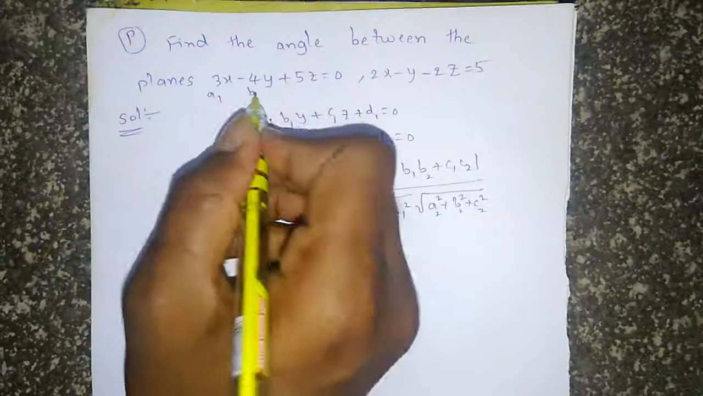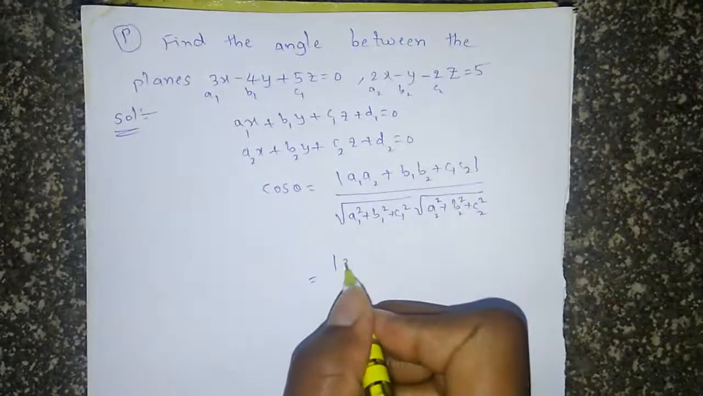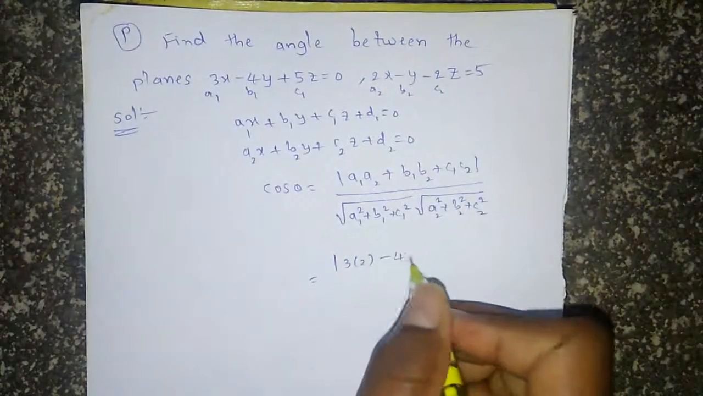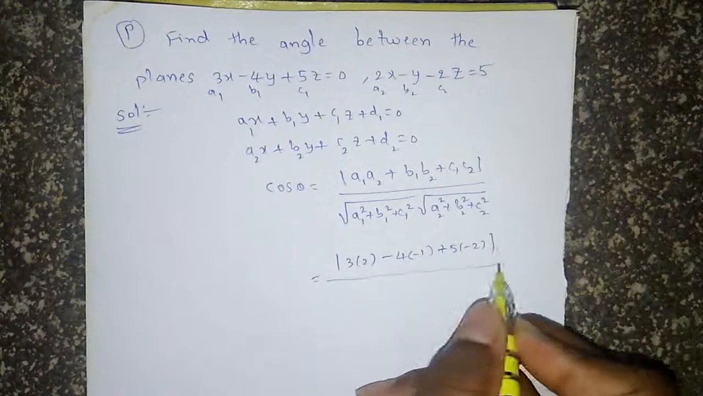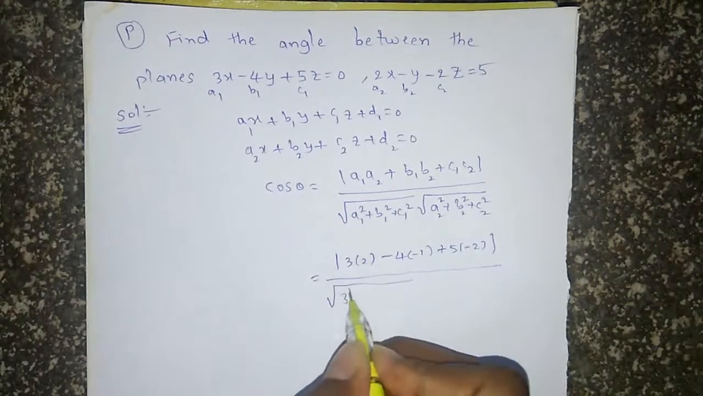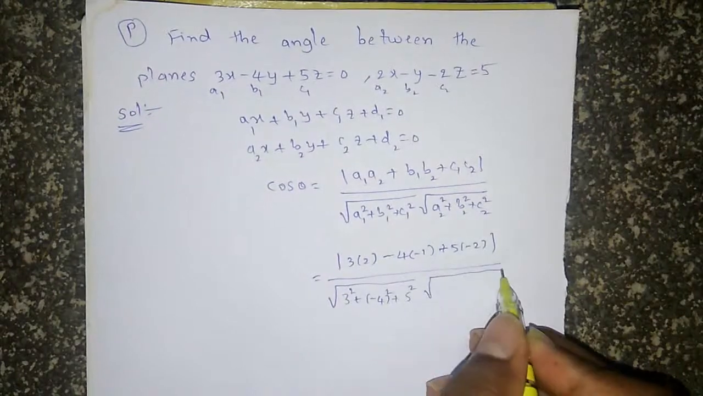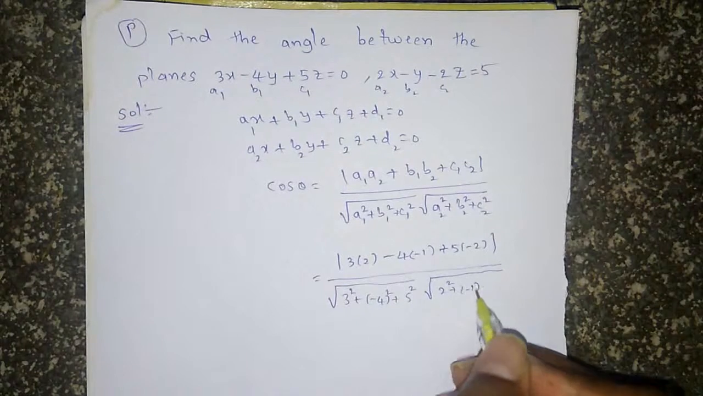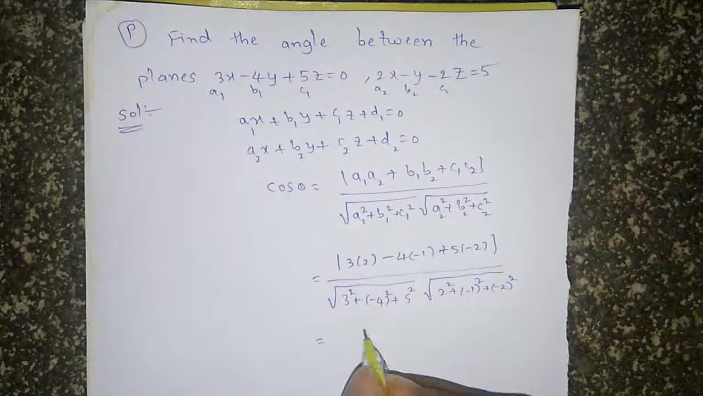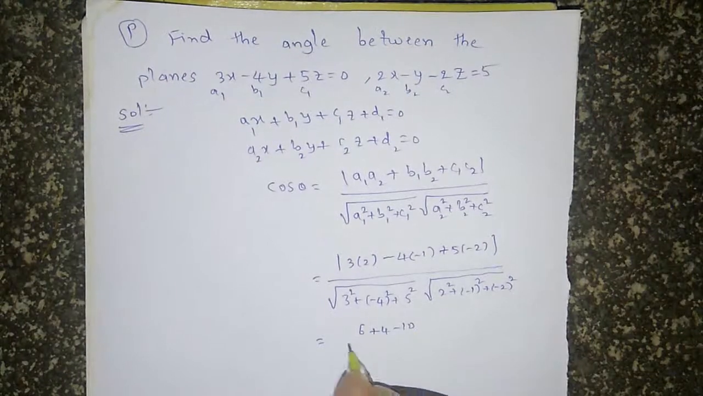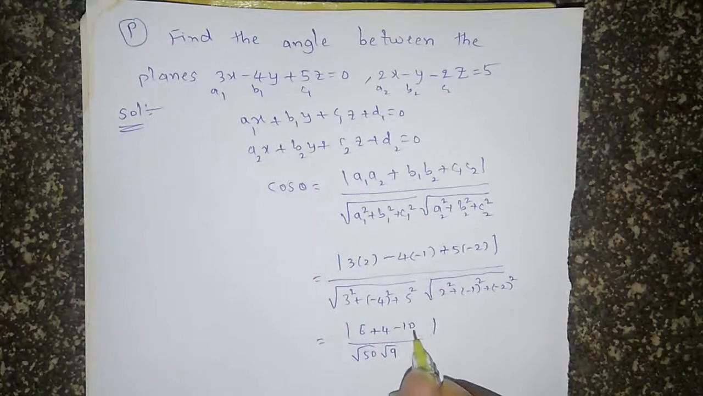This is a1 b1 c1, this is a2 b2 c2. So that is 3 into 2 minus 4 into minus 1 plus 5 into minus 2, divided by the root of 3 square plus minus 4 square plus 5 square, times under root of 2 square plus minus 1 square plus minus 2 square. So that is equal to 6 plus 4 minus 10 divided by root 50 times root 9. 10 minus 10 is 0.